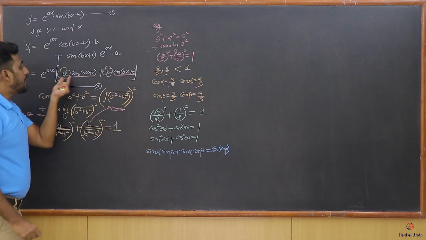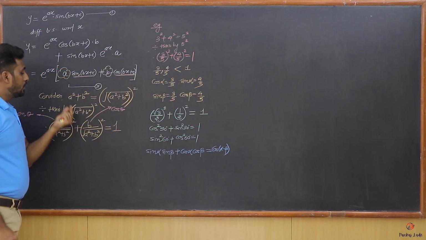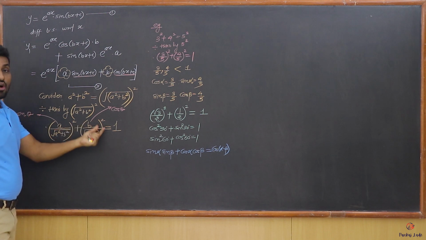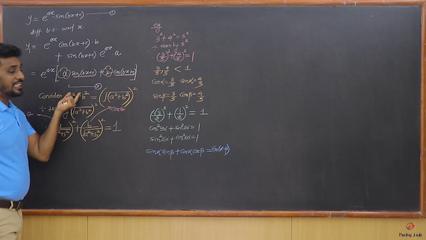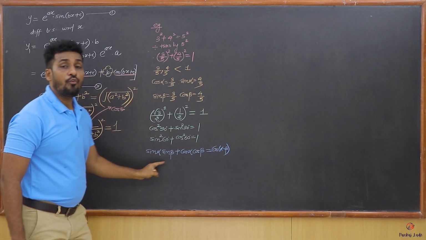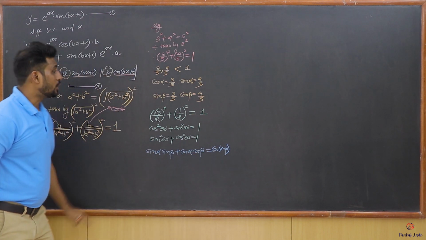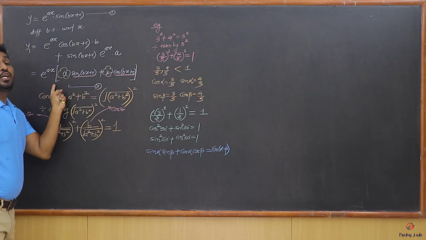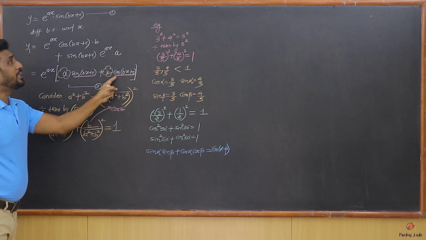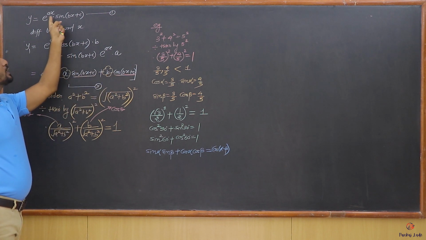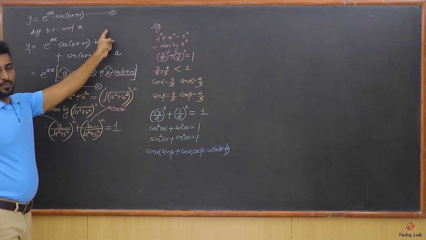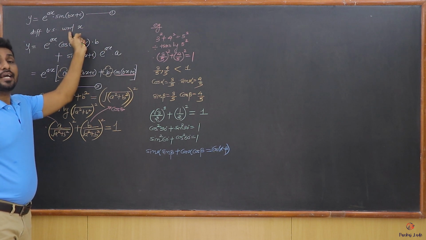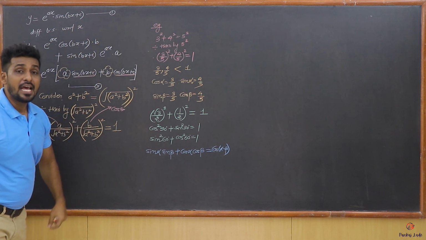So I have changed a and b into some numbers. The numbers are sine theta and cos theta, and this entire expression has now transformed into a compound angle of cos alpha minus beta. So this has become e raised to ax into cos alpha minus beta. But what do I want? I want e raised to ax into sine bx plus c. Sine alpha plus beta or sine alpha minus beta should come over there, isn't it?